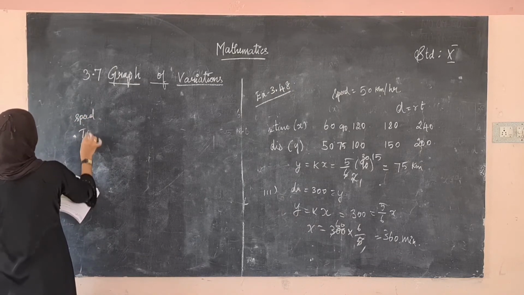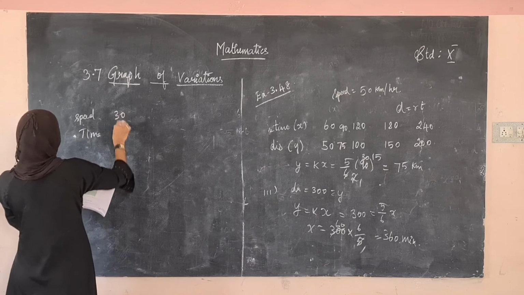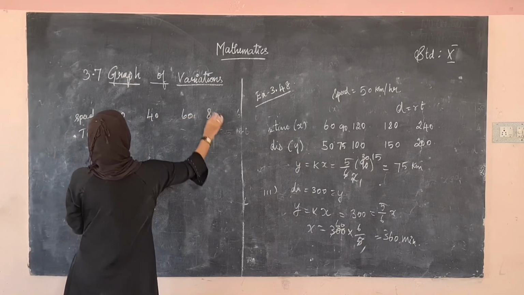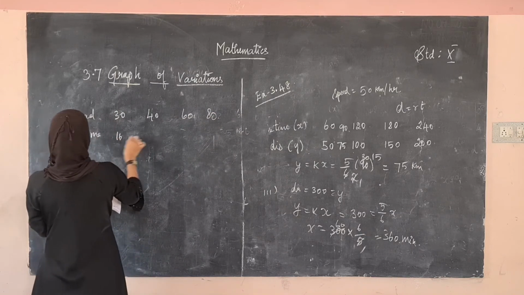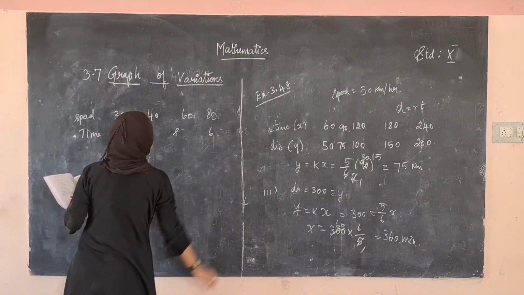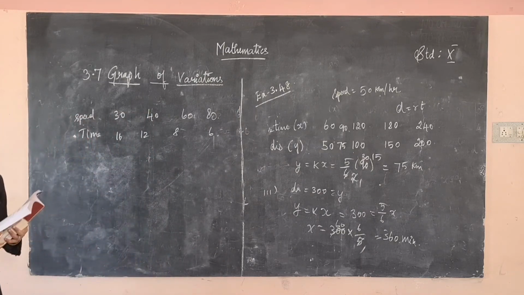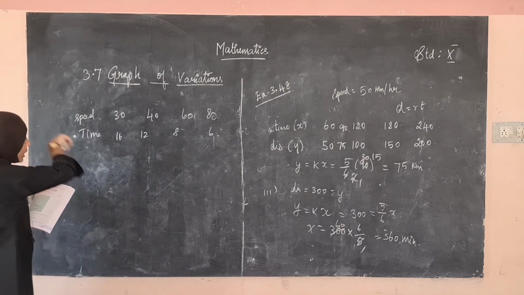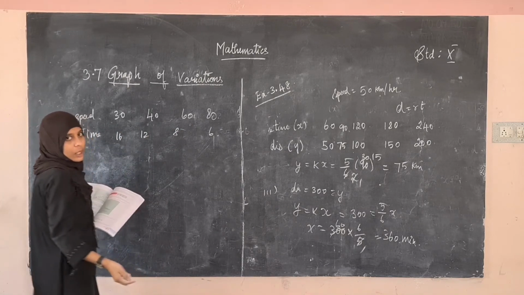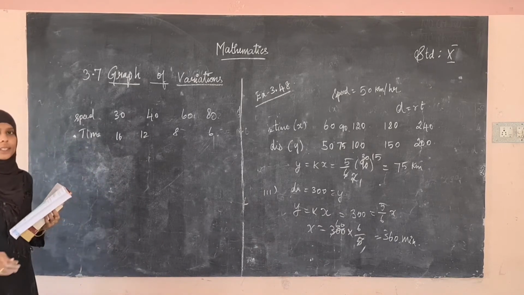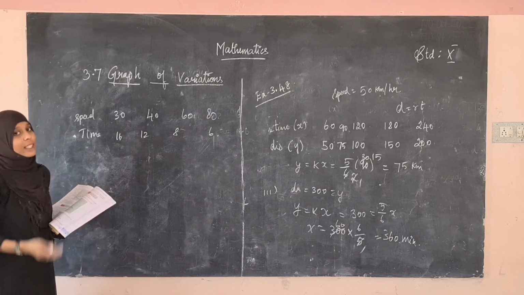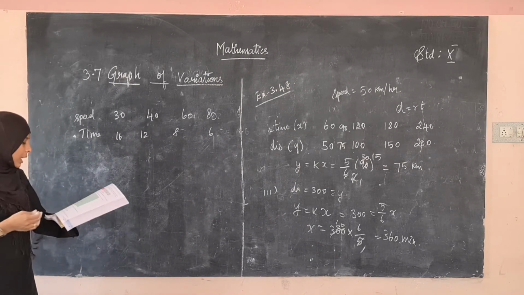speed and time, 30, 40, 60, 80, 16, 12, 8 and 6. Okay. See here, for direct variation there will be increase in both the values. See here there is an increase and in y terms there is a decrease. So this is the indirect variation. Indirect variation, the one variable increases and the other variable decreases. But in direct variation both the variables increase.